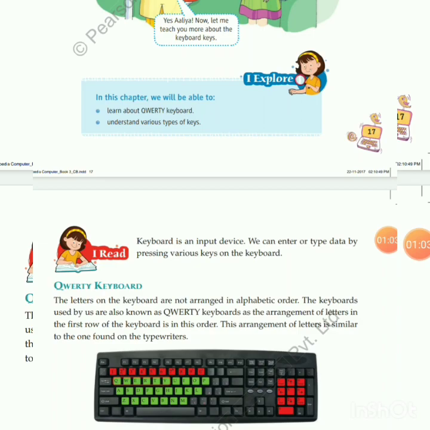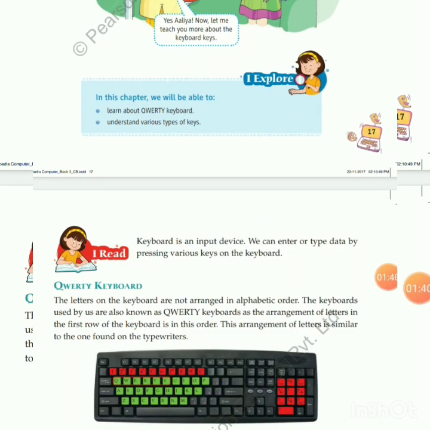keyboard. QWERTY keyboard. Do you know what a QWERTY keyboard is? QWERTY keyboard is a keyboard designed for Latin script alphabets. The name comes from the order of the first 6 keys on the top left letter row of the keyboard. If you see the keyboard, in the first row of the alphabet keys, there is written Q, W, E, R, T, Y, QWERTY.